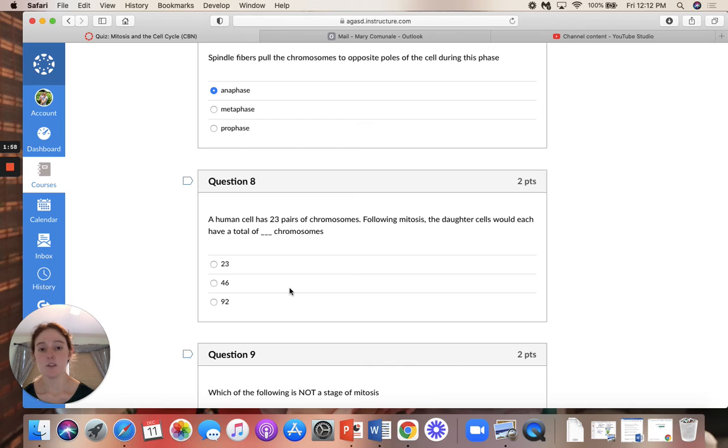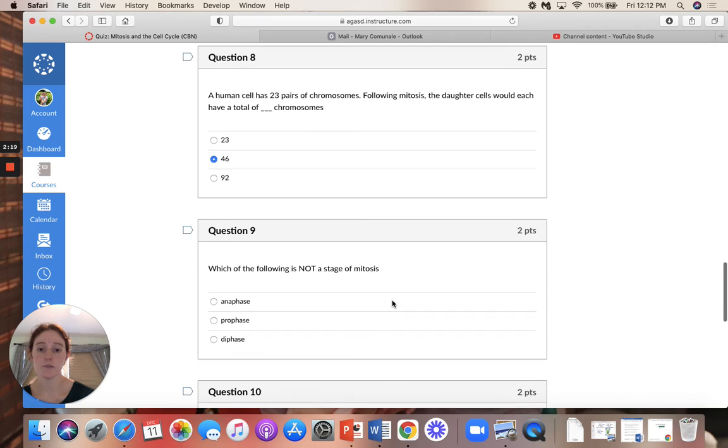A human cell has 23 pairs of chromosomes. Following mitosis, the daughter cells would each have a total of blank chromosomes. So we're not talking about pairs anymore. A pair is 2. So if you have 23 pairs, that's going to be 46 total chromosomes. And each individual daughter cell will have a total of 46 chromosomes.